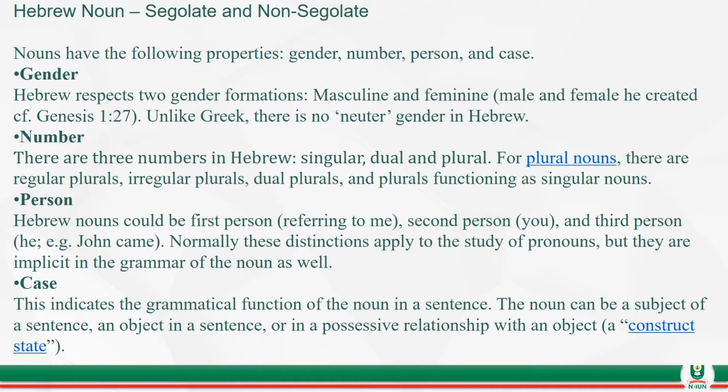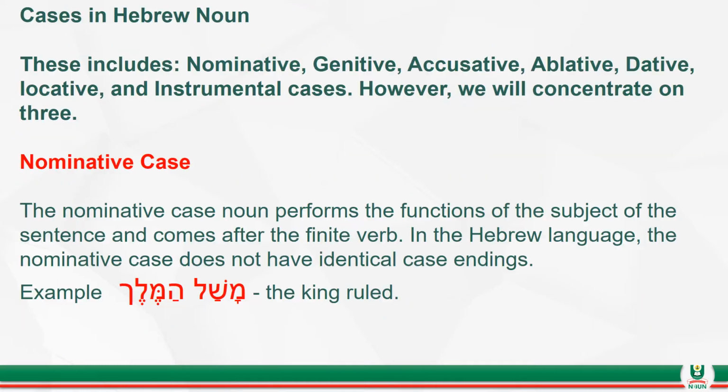Now we have also the case. This indicates the grammatical function of a noun in a sentence. The noun can be a subject of a sentence, an object, or in a possessive or construct relation. Let's look at the cases of noun in Hebrew language. We have the nominative case, the genitive case, accusative case, ablative case, dative, locative, and instrumental cases. However, we will concentrate on three: the nominative case, genitive case, and accusative case.